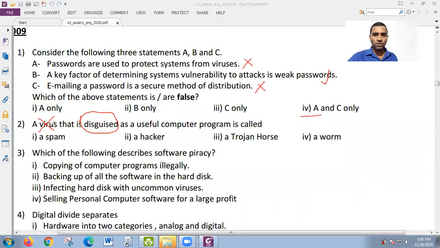So here it is not a virus. Malware that is disguised as a useful computer program is called, what is it? Showing as a useful program. What is it? Trojan horse. Okay, Trojan horse.